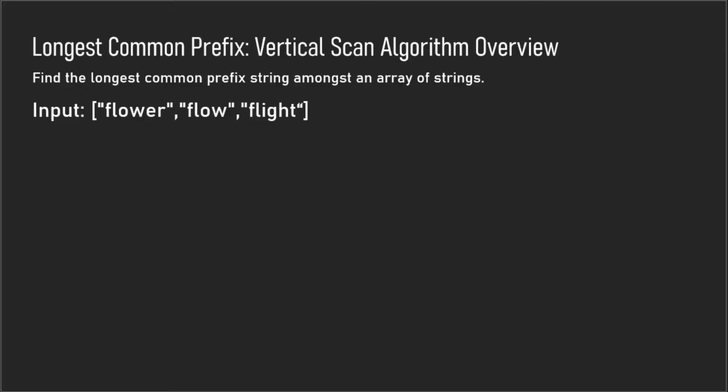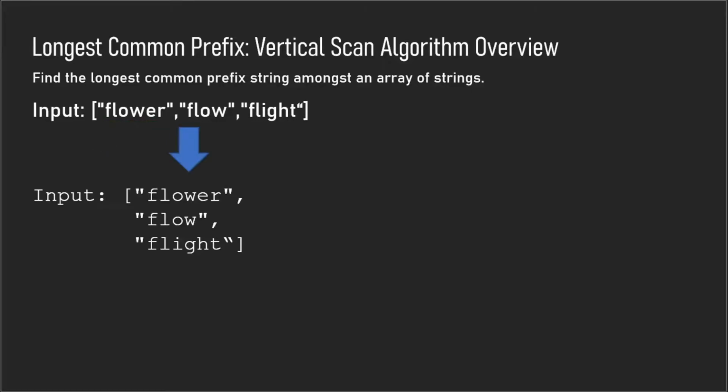The brute force solution to this problem is to check every single possible common prefix. For instance, you would first check the prefix flower, then you would check flower without the R, and then flower without the ER. This solution is very inefficient, so what we want to be doing instead is using an algorithm called vertical scan.